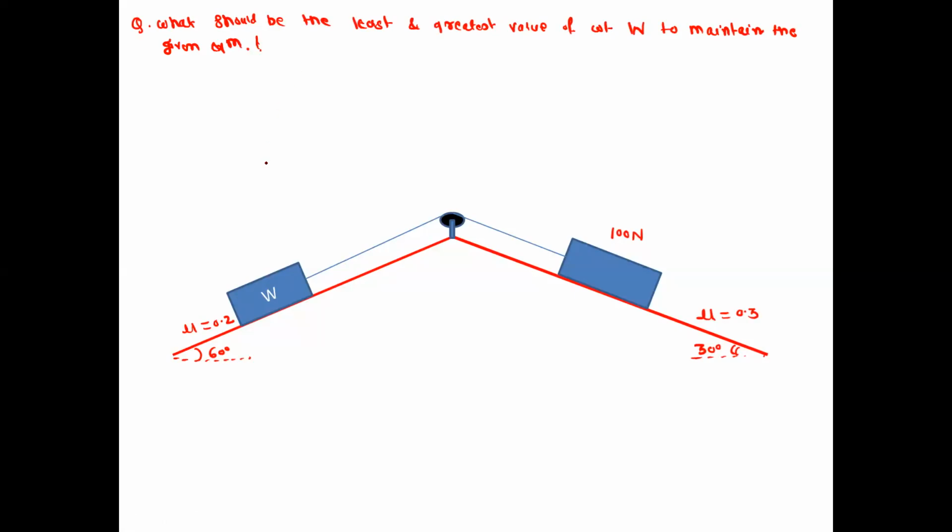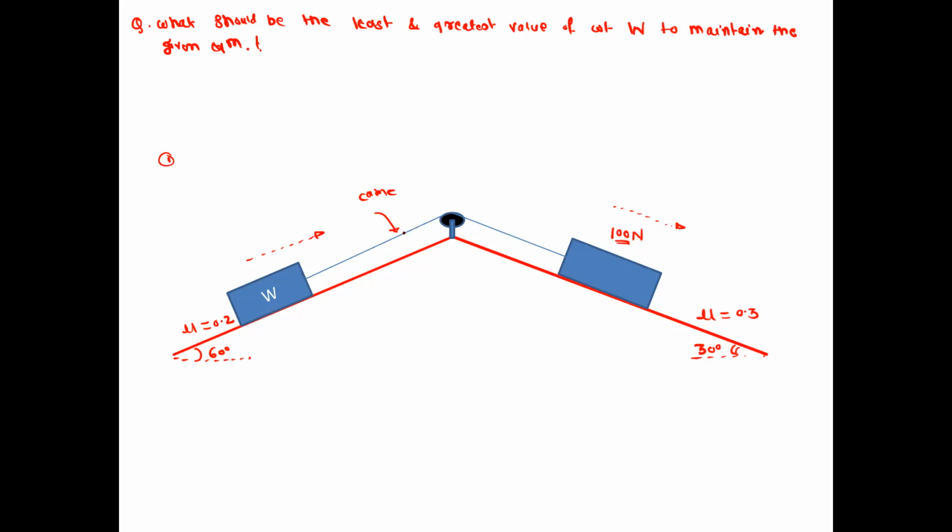Okay. So if this weight is 100 Newton and suppose this weight is greater than W, then there is a possibility that this 100 Newton will start slipping in the downward direction. And the weight W is not enough to resist this motion. Then weight W will start moving in the upward direction because these two weights are connected to each other by using this cable. So this is the first possibility.